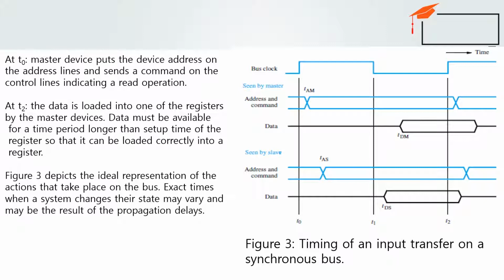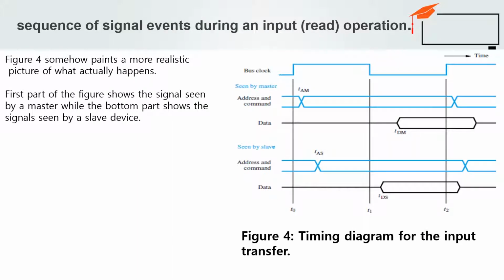At T2, the data is loaded into one of the registers by the master devices. Data must be available for a time period longer than the setup time of the register so that it can be loaded correctly into a register. Figure 4 somehow paints a more realistic picture of what actually happens.